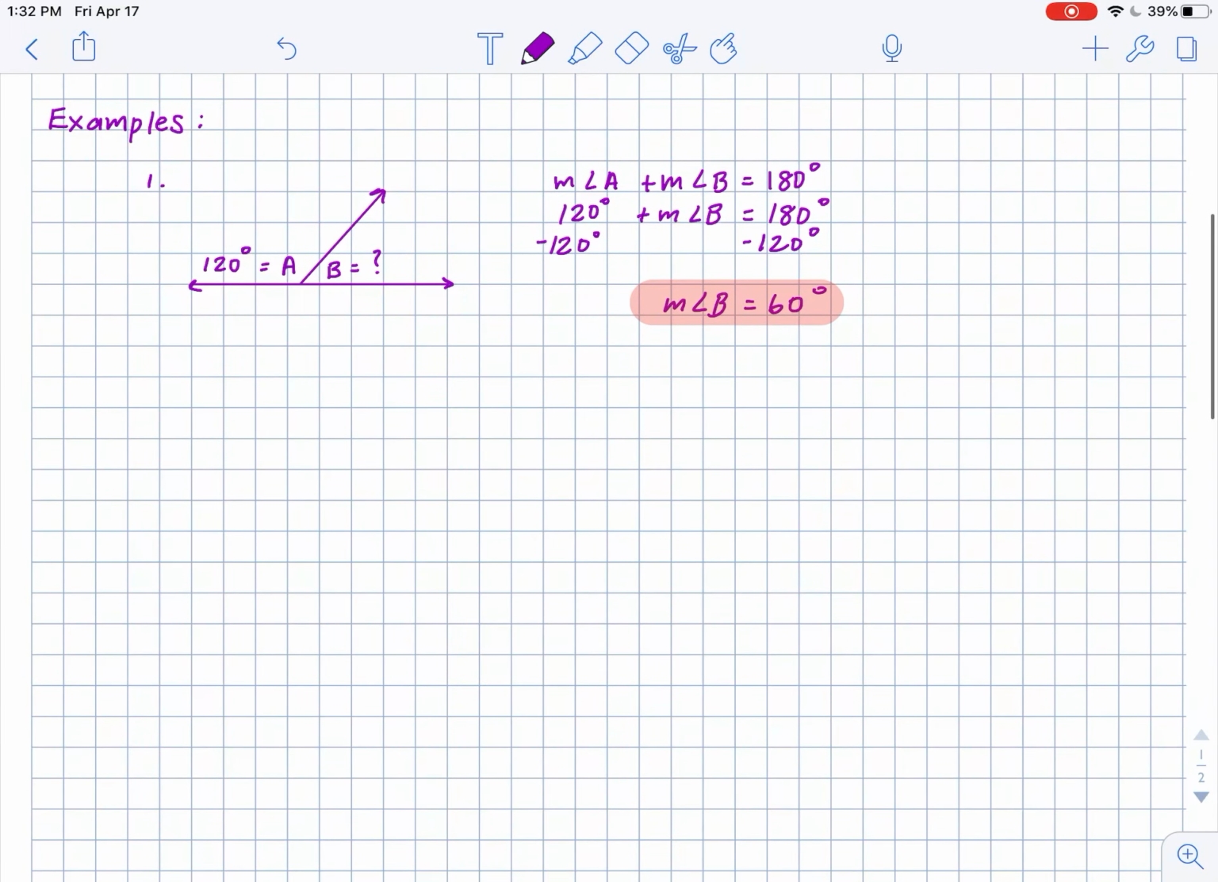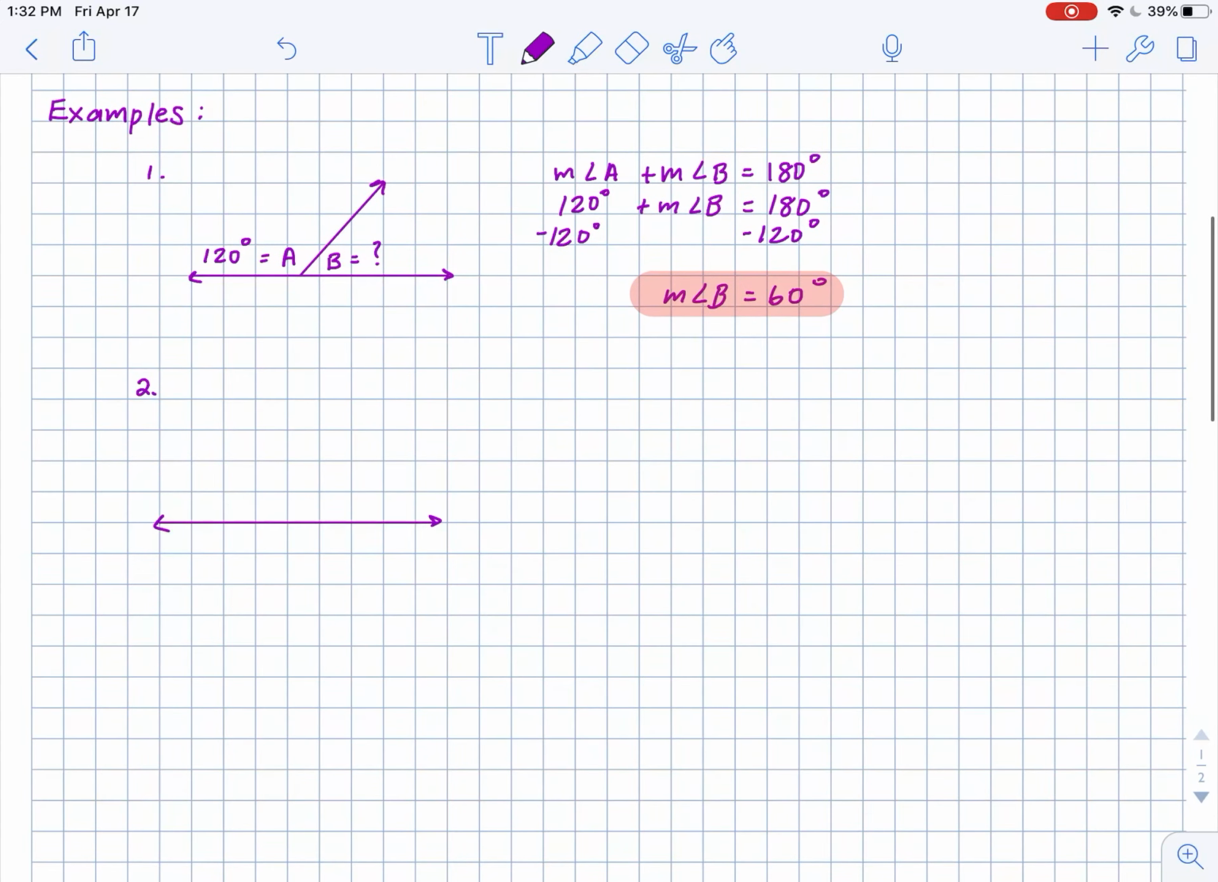So go ahead and try this. I have a pair of supplementary angles. I have a linear pair. And the measure of angle B is going to be 30, oh no, sorry. Let's make this 73 degrees. Measure of angle A is equal to question mark. Okay. So go ahead, solve for the measure of angle A. Pause it. I'll be back in 5 seconds.